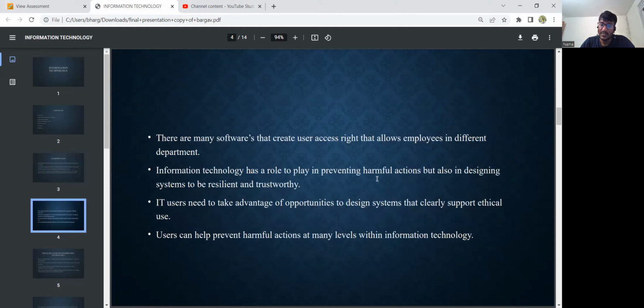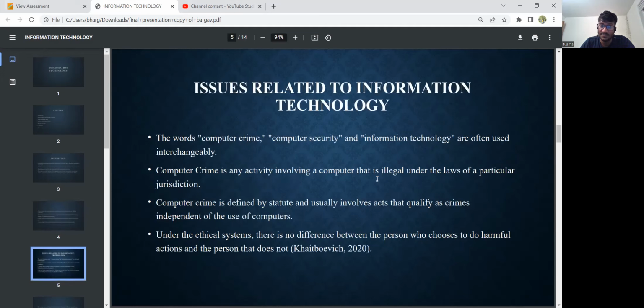There are many software packages that create user access rights for employees in different departments. Information technology has a role to play in preventing harmful actions, but also in designing systems to be resilient and trustworthy. IT users need to take advantage of opportunities to design systems that clearly support ethical use. Users can help prevent harmful actions at many levels within information technology.